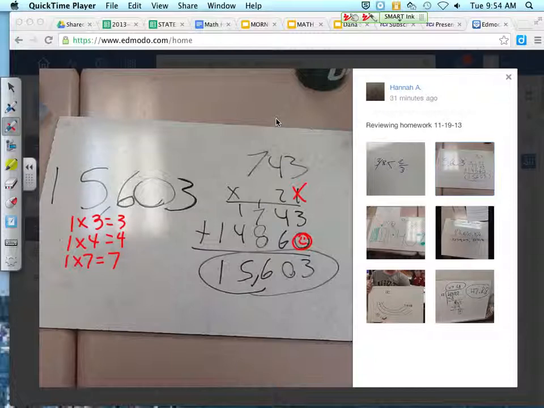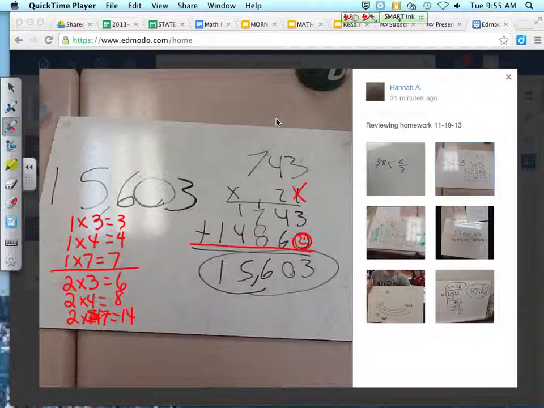Who did this one? Okay. So then he went to the next step and did 2 times 3 was 6. He did 2 times 4 was 8. And then 2 times 7 was 14. So he placed the 6, the 8, and then the 14. When he added it together, he got 3, 10, 16.